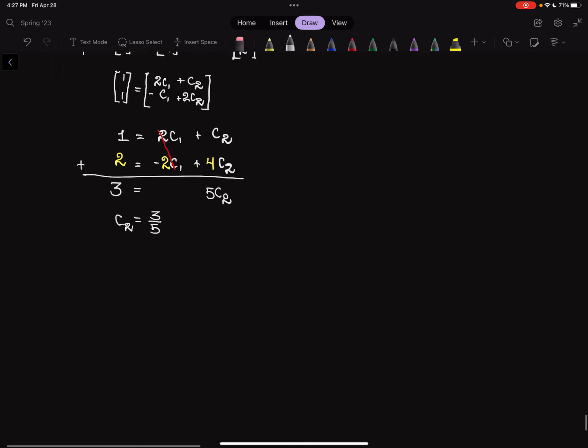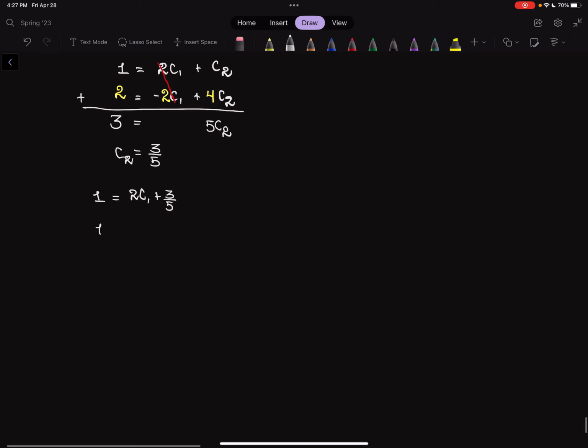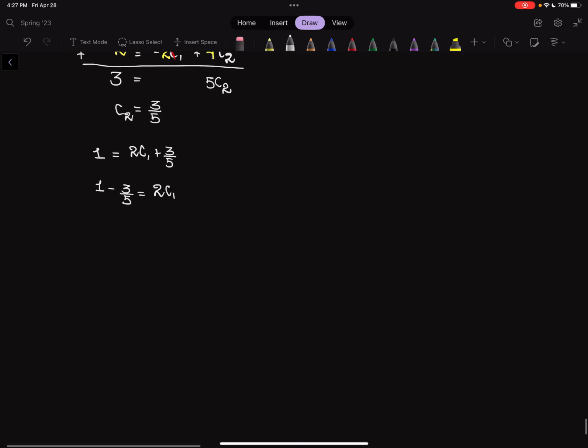And now that we have C2, we can plug that back into any of the two equations. I'm going to go with the top one. 1 is equal to 2C1 plus 3/5. And so we get 1 minus 3/5 equals 2C1. So now we have 5 minus 3, which is 2/5, divided by 2 is going to be equal to C1. So eventually we have that C1 is equal to 1/5.